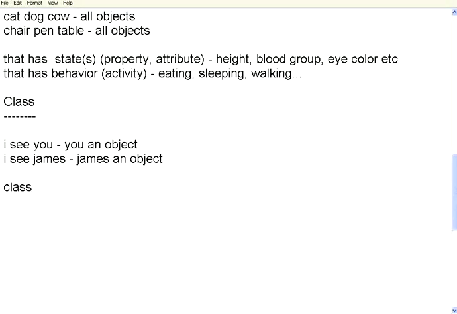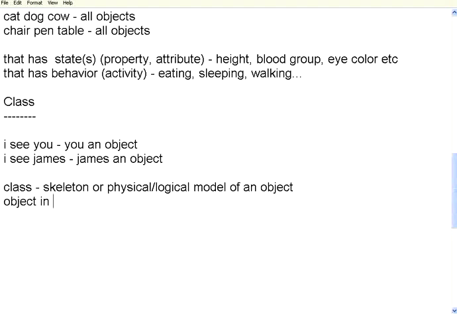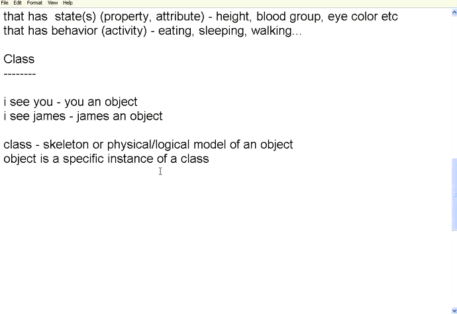So both the chairs do have very similar properties except the color. So a class, you can say, is like a skeleton or a model of an object. Again, this model, there's also a keyword in Java terms, but I'm talking about a physical or logical model of an object. So when I say an object, in other words, an object is a specific instance of a class. That means humans fall under one class. Within humans, you see men as one class, women as another class. Right? So there are different classes.